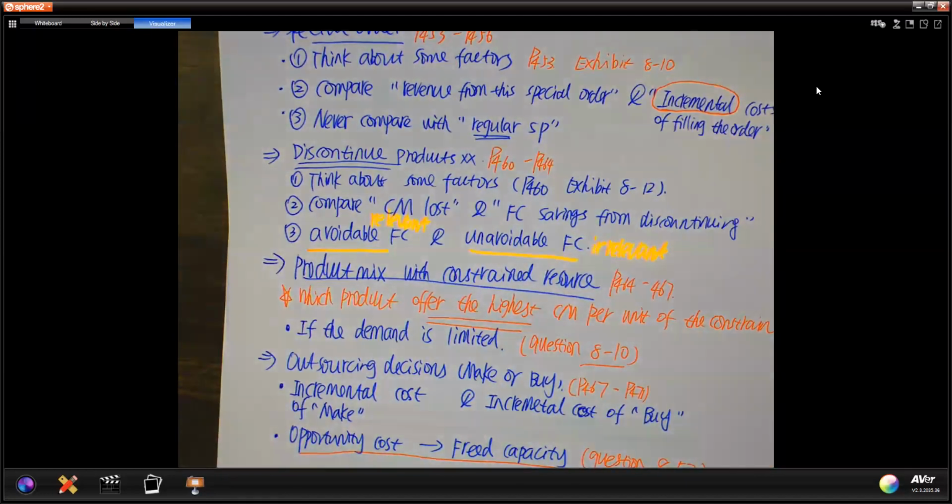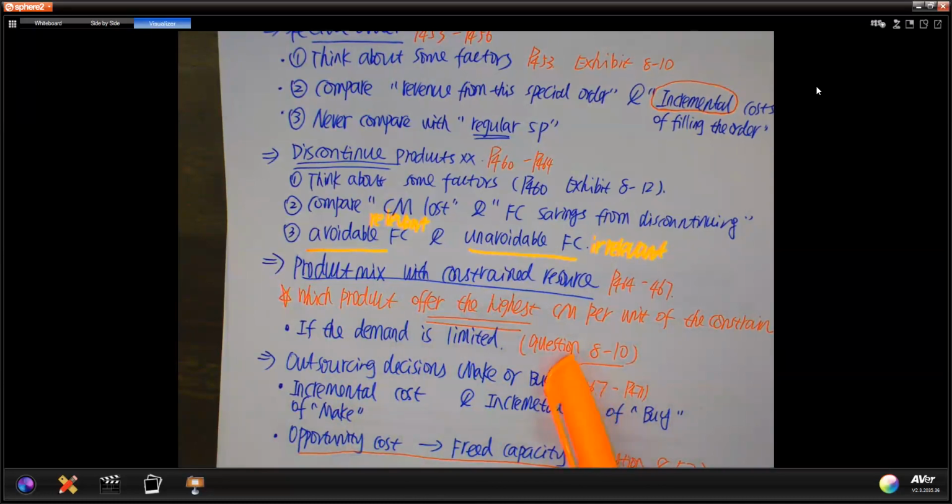Next one, talking about product mix with a constrained resource. We have to focus on the one with the highest contribution margin per unit of the constraint. We talk about that in class. We said, hey, you just have 400 hours of machine hours, kind of those things. Find the one that has higher contribution margin per machine hour. And then I didn't do this in class, but make sure you know this in the MyAccountingLab. I also post a solution. So if our demand is limited, what should we do?